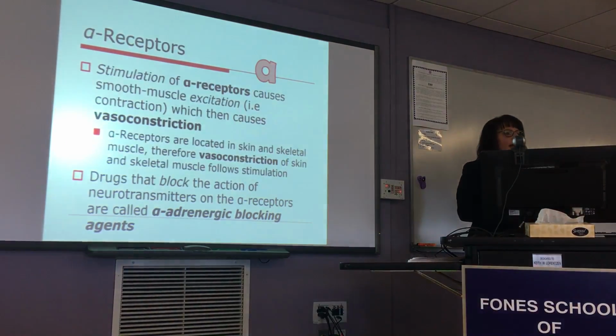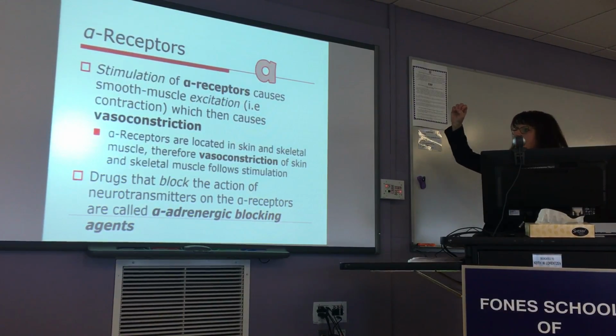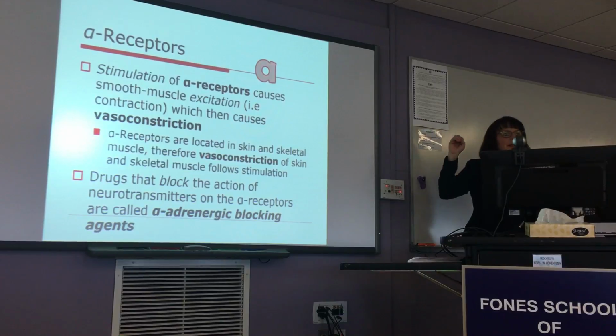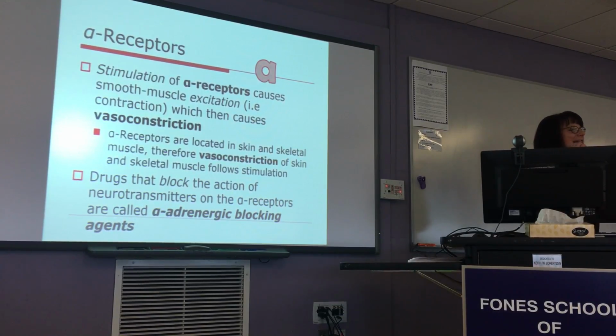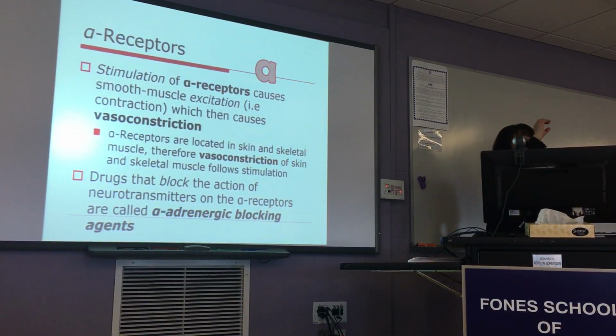Okay, so our alpha receptors, let's go with those first, okay? There's my A, there's my lumen, okay? Stimulation of the alpha receptors causes smooth muscle excitation. When you excite a muscle, it doesn't expand, it contracts. Contracting a muscle makes it do something. Smooth muscle excitation causes vasoconstriction. If I excite the muscle in my blood vessels, it's going to constrict. Think about pushing the blood around.